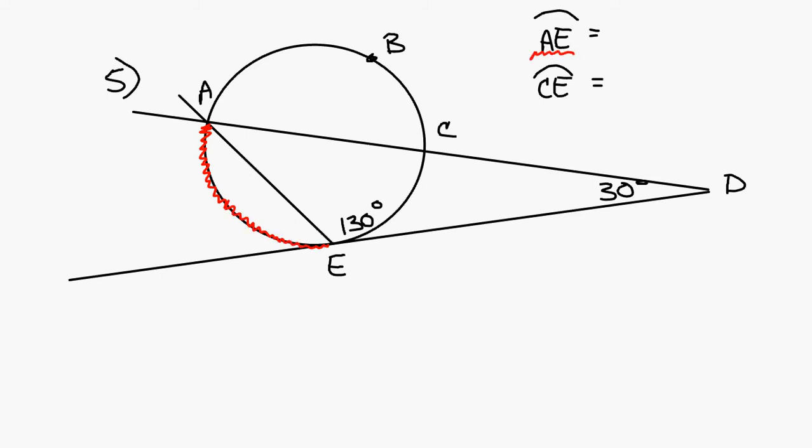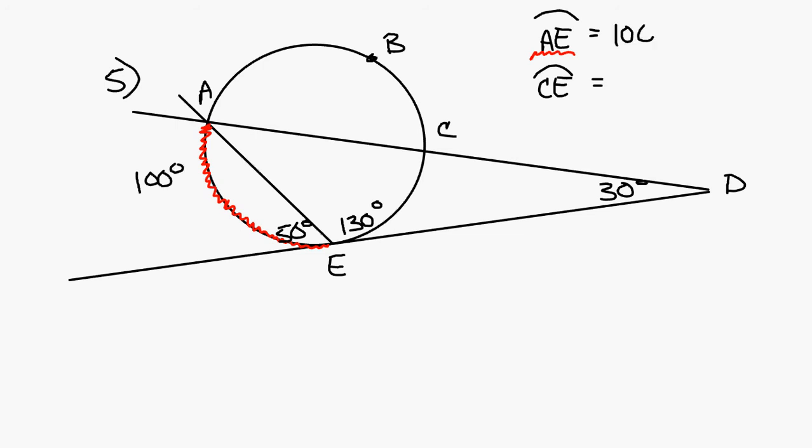Now, if this angle on the right here is 130, then its linear pair is on the other side and it's 50 degrees. If that angle is 50 degrees, then the red arc is twice as big as the angle. Alright, so this red arc is 100 degrees. So A to E is 100 degrees.